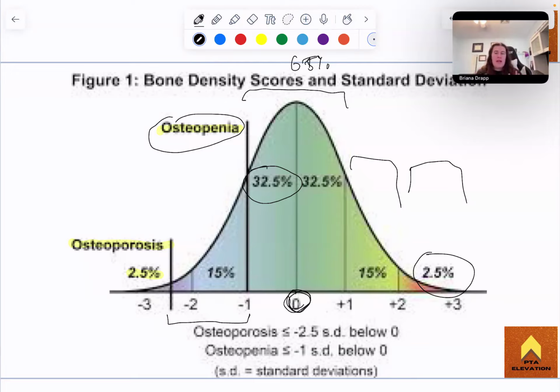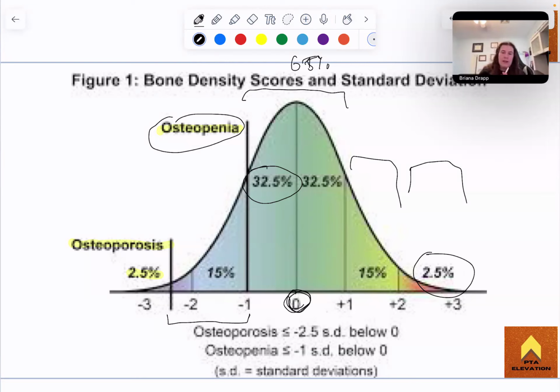So if you're like, Bree, I'm just lost, here's what you need to know. Osteopenia is between 1 to 2.5 standard deviations below the mean, not as severe as osteoporosis, but we can see how that data point shows that they're not doing good compared to the regular population.